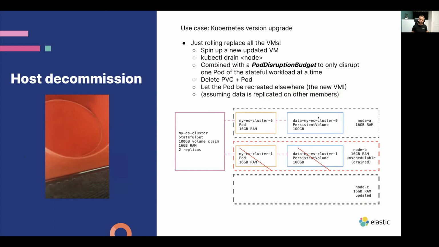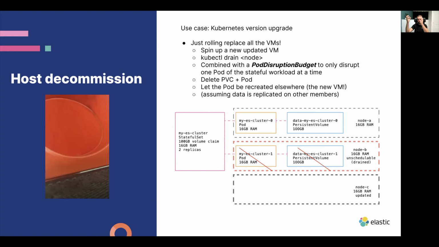Let's take another example where we don't have a sudden failure of one host, but rather we know we want to take one particular host away from the fleet. And a good use case for that is Kubernetes version upgrades. What people tend to do, because it's simpler, is to treat all the Kubernetes nodes as immutable. So whenever you want to upgrade the Kubernetes version, rather than upgrading the kubelet in place on the same machine, you'd rather spin up a new virtual machine and decommission the old virtual machine, right?